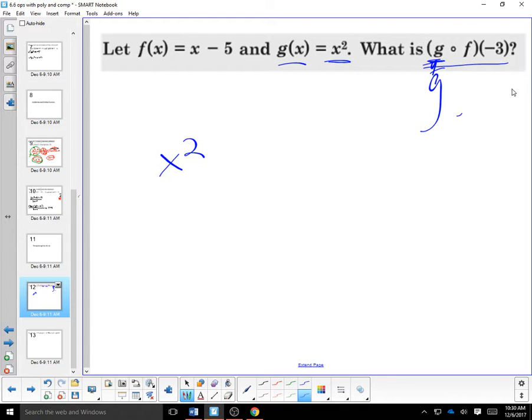Okay, so I got to plug something into this. Where can I do it? The only place is x, right? Because the 2 never changes. So I'm going to write this because I got to plug something into x. What am I putting into x? The f function. So I'm going to go over to f and figure out what that is. What is f? It is x minus 5.